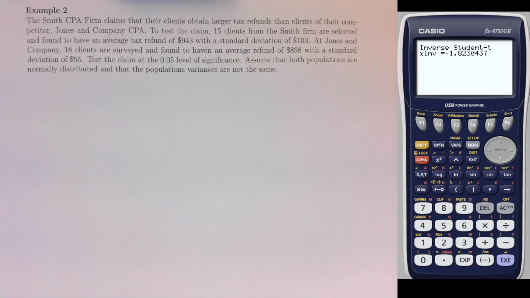At Jones & Company, 18 clients are surveyed and found to have an average refund of $898 with a standard deviation of $95. Test the claim at the 0.05 level of significance. Assume that both populations are normally distributed and the population variances are not the same.